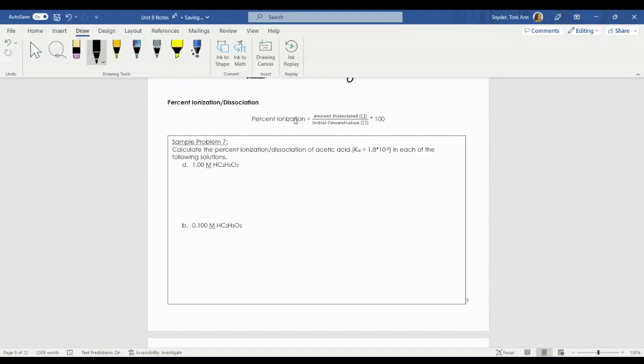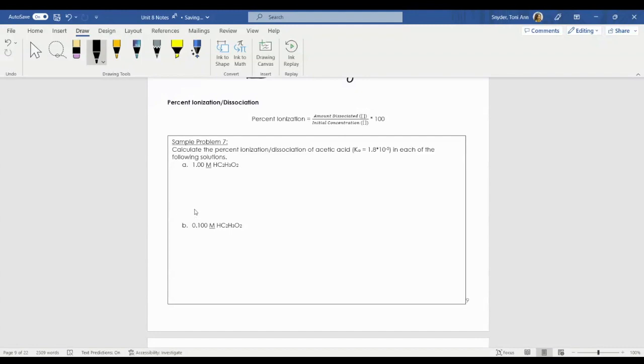So if I want to know what percent of that initial amount ionized, I would take the amount that dissociated and divide that by the initial concentration, and times that by 100. So what we're going to do is I have two solutions of different concentrations, but of the same material. It's both acetic acid. And let's compare what happens to the percent ionization with varying concentrations of this acid.